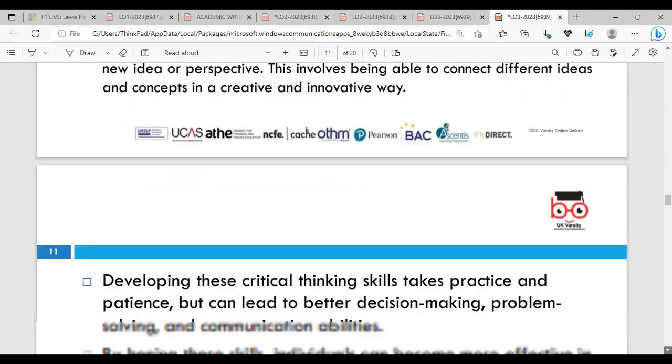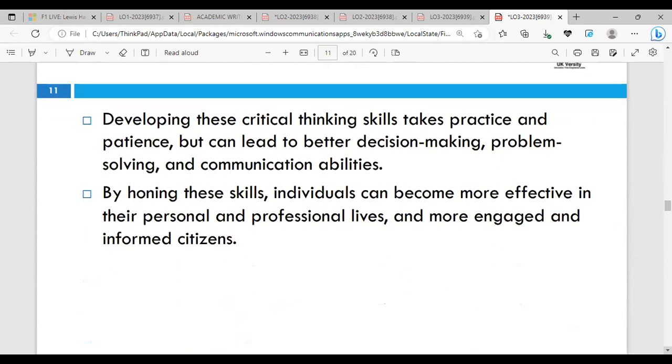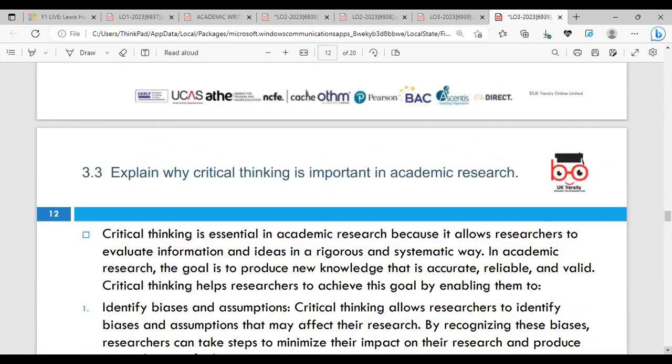Developing these critical thinking skills takes practice and patience, but can lead to better decision making, problem solving, and communication ability. By honing these skills, individuals can become more effective in their personal and professional lives.